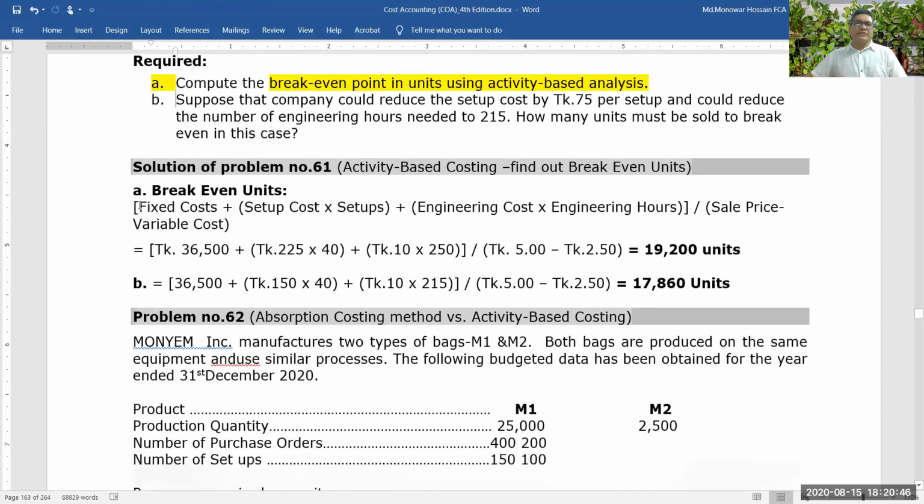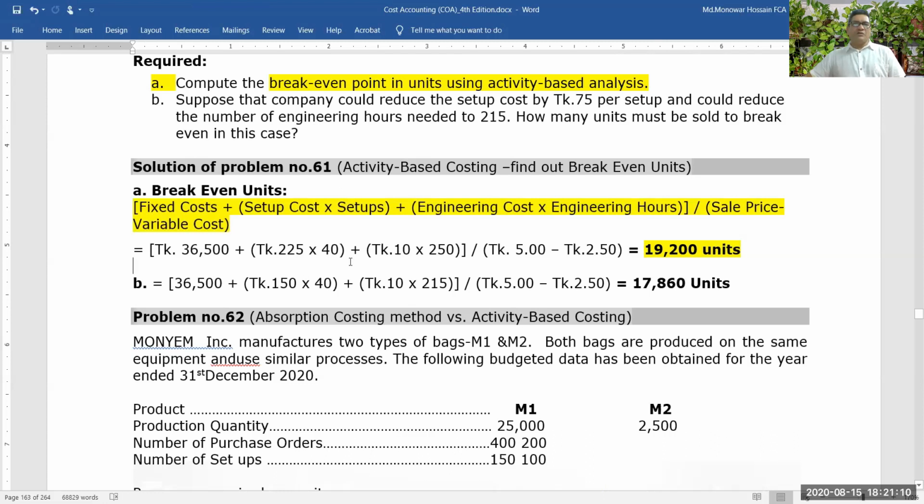So break even units equals fixed cost plus setup cost multiplied by setups plus engineering cost multiplied by engineering hours, divided by sale price minus variable cost. If we do so, then we get 19,200 units. Okay, this is the break-even unit.